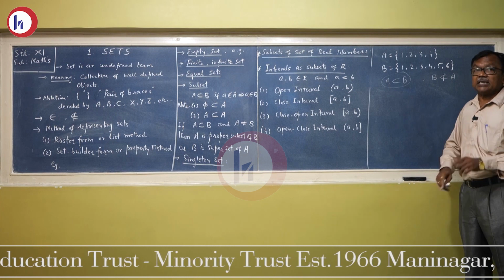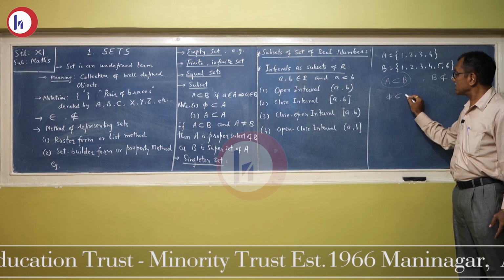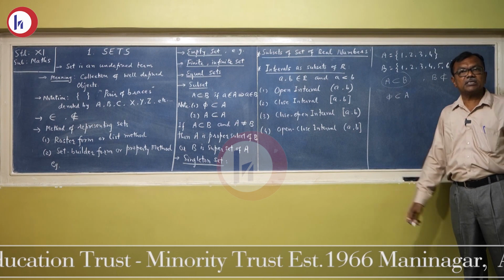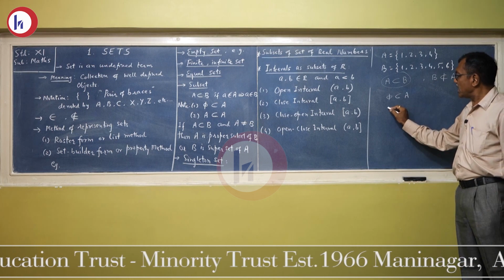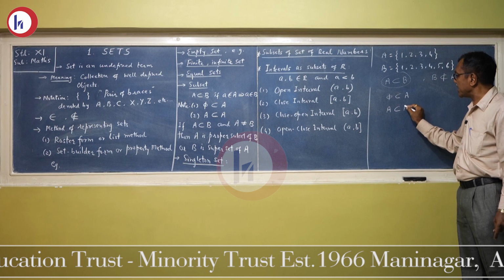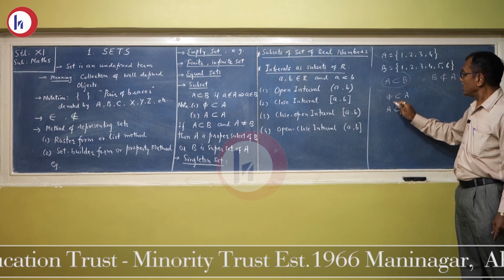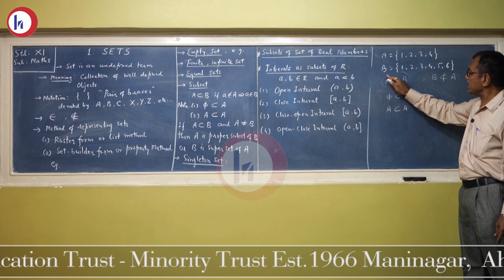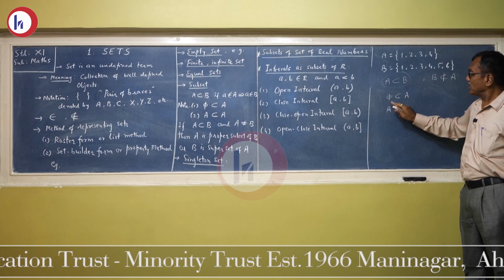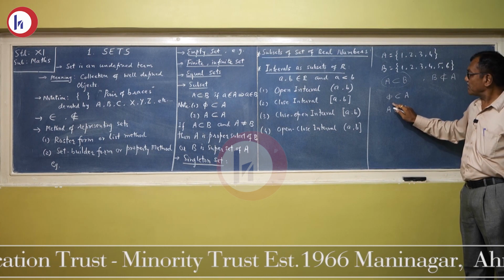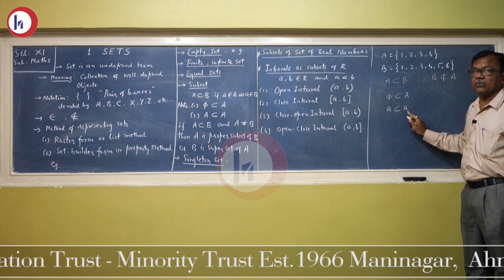The null set is a subset of all the sets, that is, phi is a subset of the set A. Null set is a subset of all the sets, and all the sets are subsets of themselves. So if A is a subset of the set B, then all the elements of the set A are the elements of the set B. On this basis, we say that the null set is a subset of all the sets and A is a subset of the set itself.